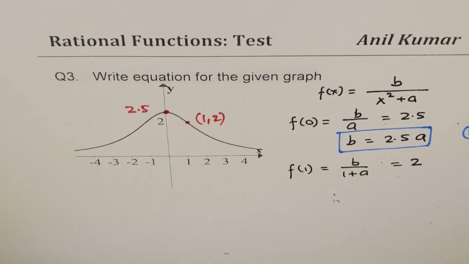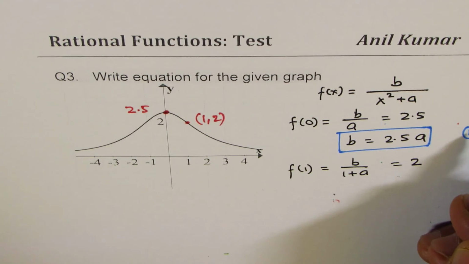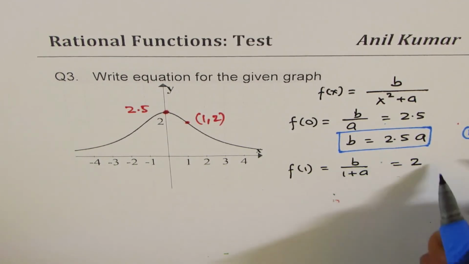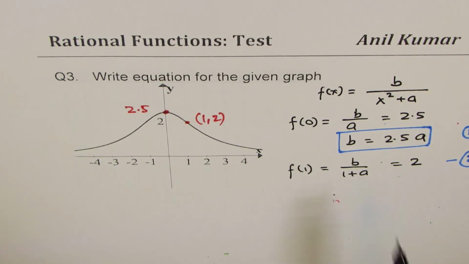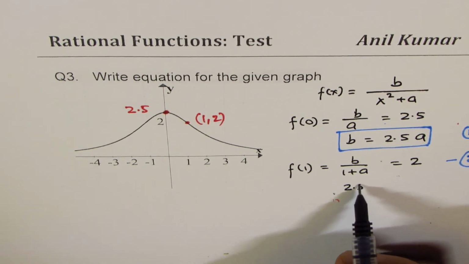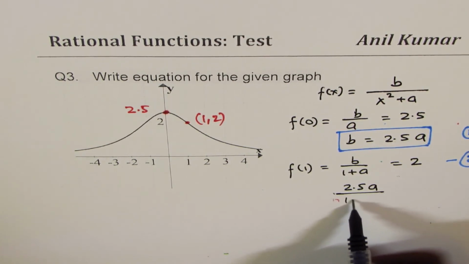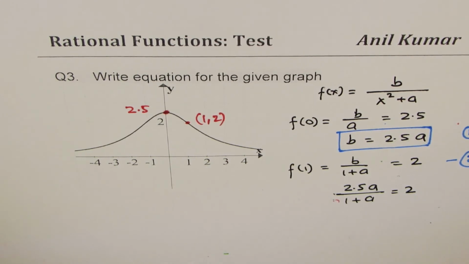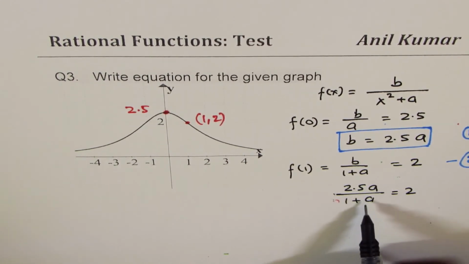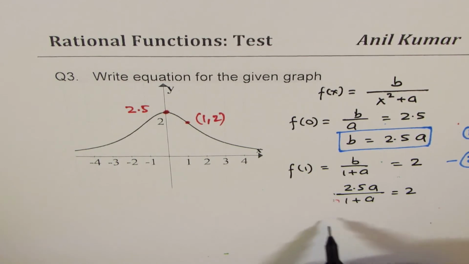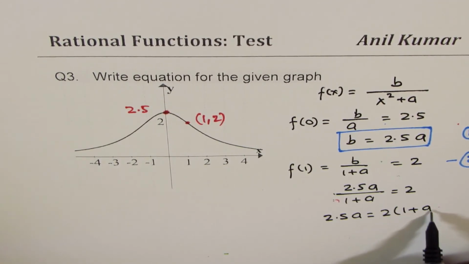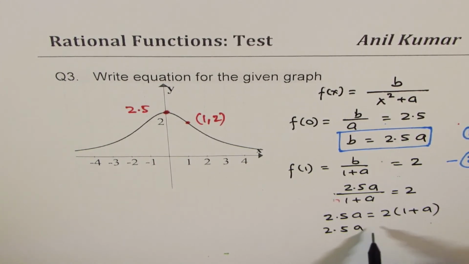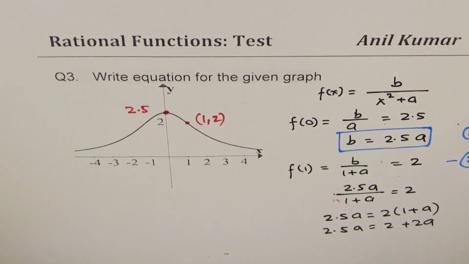Now we can always substitute the value of b in this equation, right? So let's call this equation 2. So if I substitute b equals 2.5a here, I get 2.5a over 1 plus a equals 2. So we have an equation in a, we can cross multiply, solve for a. So we have 2.5a equals 2 times 1 plus a, which is 2.5a equals 2 plus 2a, right?